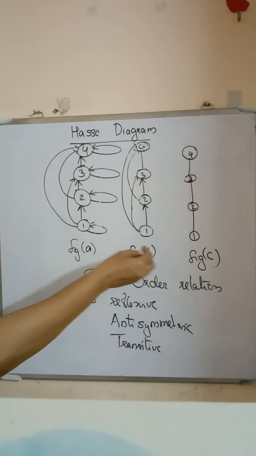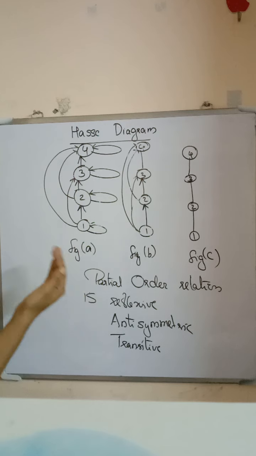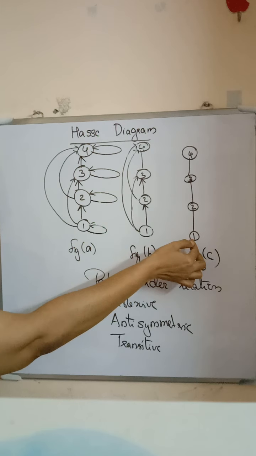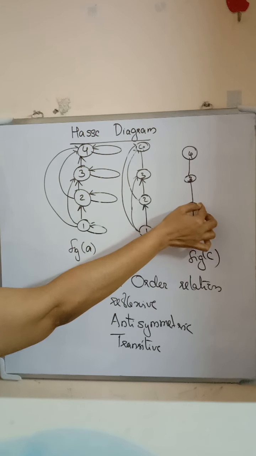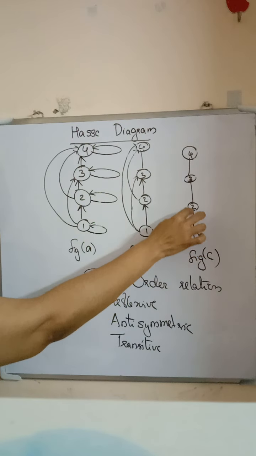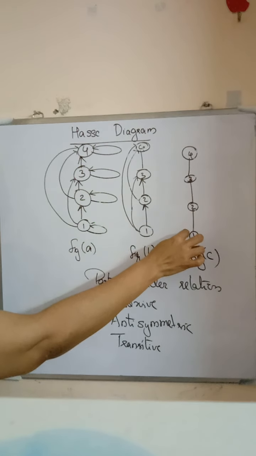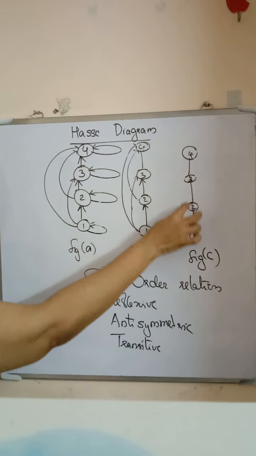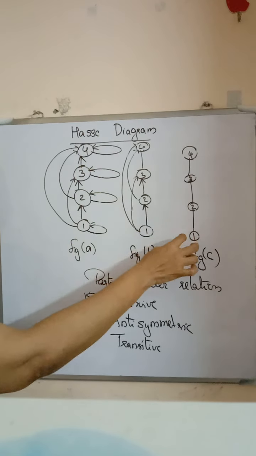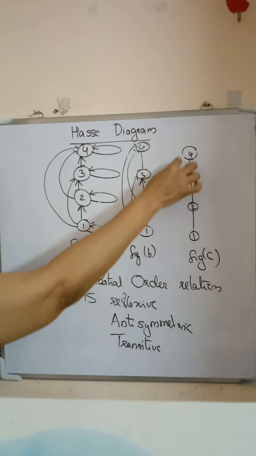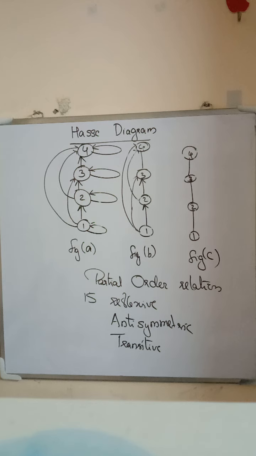Also, from Hayes diagram, you can write a partial order relation. From figure C, it is clear that 1 related to 1, 2 related to 2, 3 related to 3, 4 related to 4. Also 1 related to 2, 2 related to 3 and 1 related to 3, 2 related to 3, 3 related to 4, then 2 related to 4. Also 1 related to 3 and 3 related to 4, it is 1 related to 4. Okay.